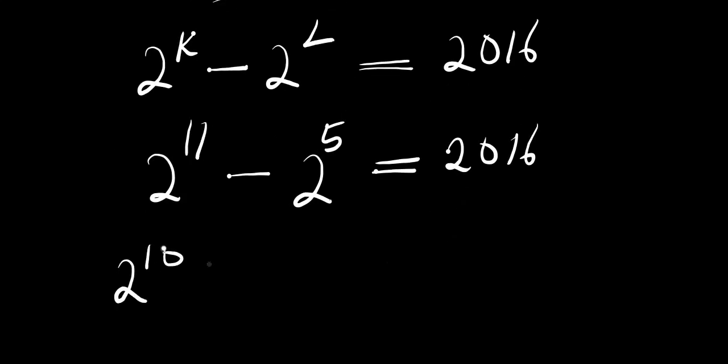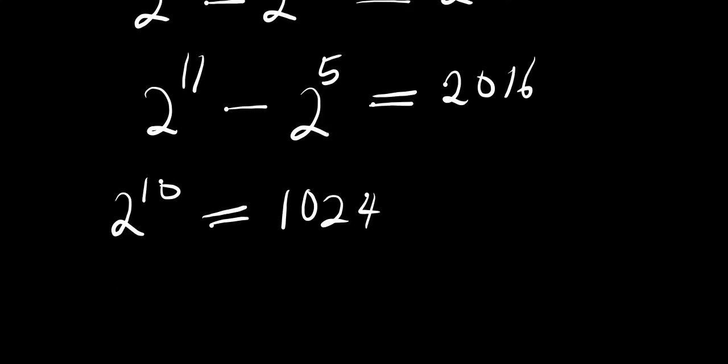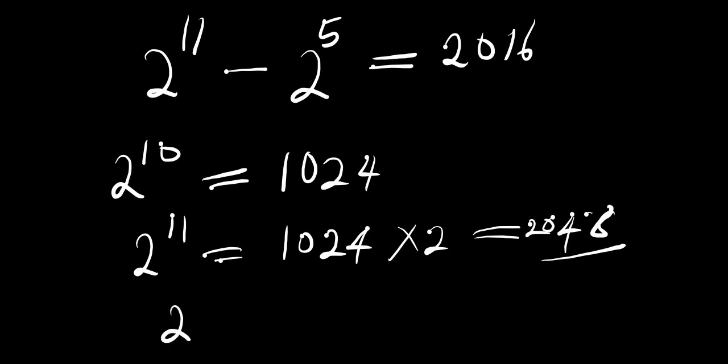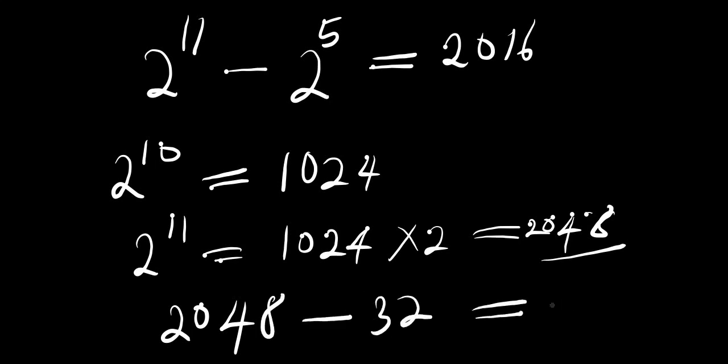What is 2 power 11? Remember, 2 power 10 equals 1024. So 2 power 11 will be 1024 times 2, which equals, you multiply this 2 times 4, you have 8. 2 times 2, you have 4. 2 times 0, you have 0. 2 times 1, you have 2. 2048. So 2 power 11 is 2048. So we are going to have 2048 minus 2 power 5 is 32. And this equals 2016. Let's find out.